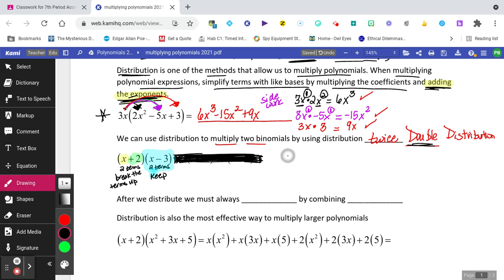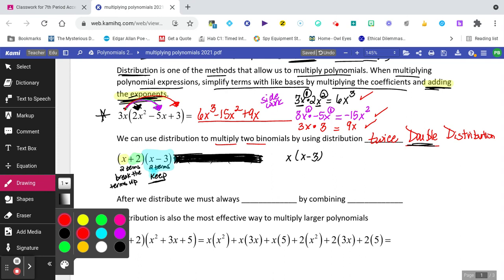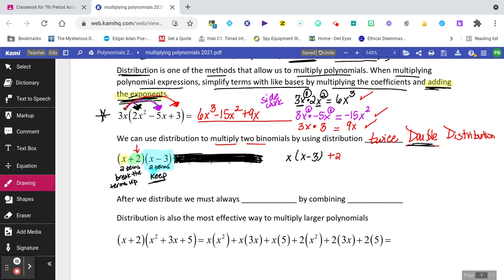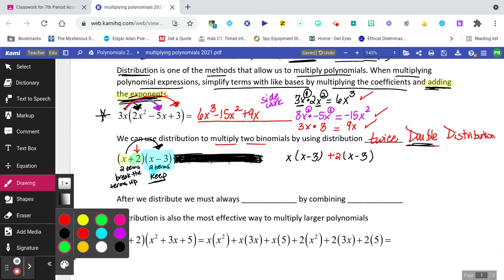So what I'm going to do is take the term x and multiply it by the parentheses I chose to keep whole, which is x minus 3. Then I'm going to take the other term, which is a positive 2, and multiply it by the two terms I chose to keep whole, which is, again, x minus 3. So basically, it's the first term times that whole set I chose to keep together, and then it's the second term, positive 2, times that whole set.